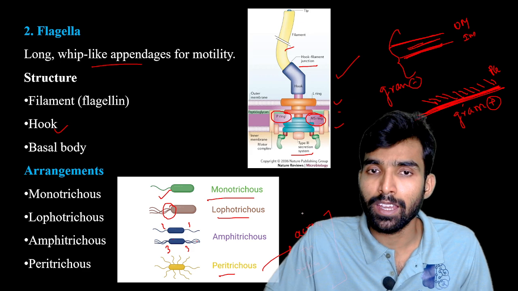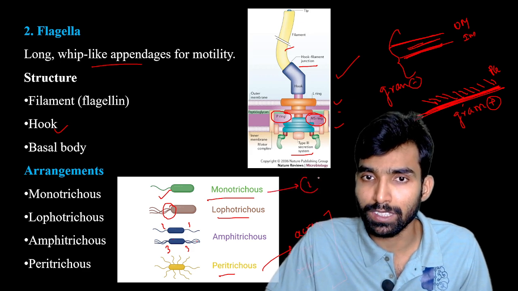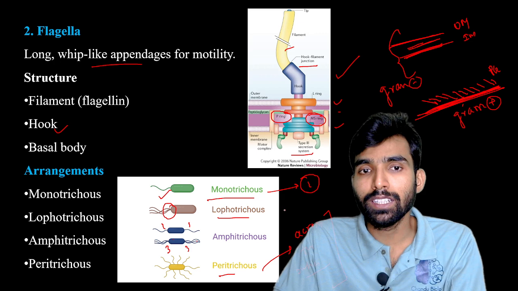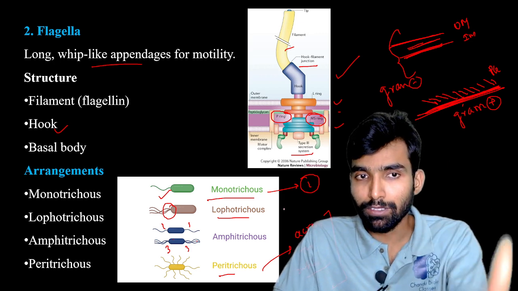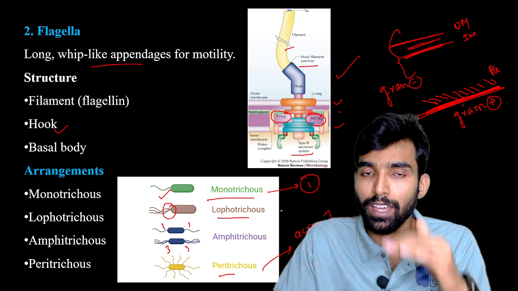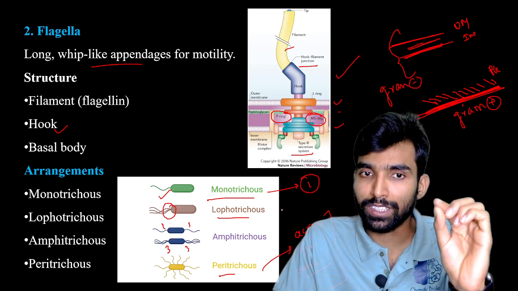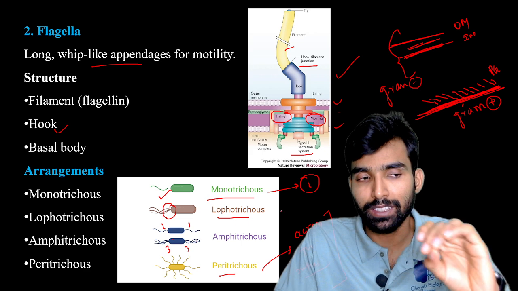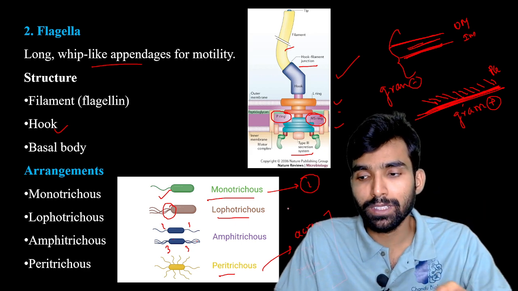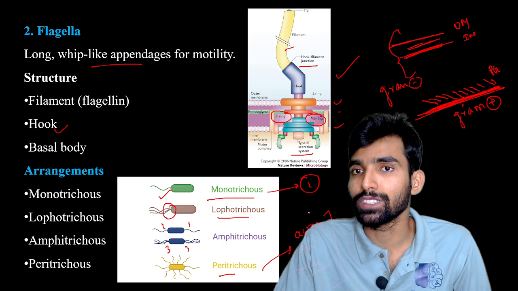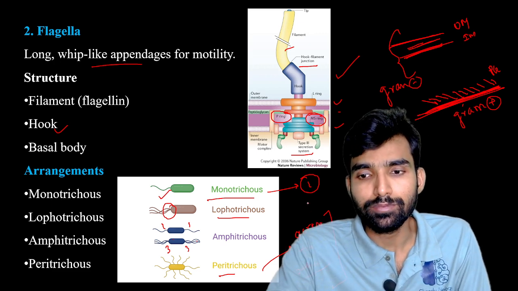Multiple flagella. And monotrichous means only one flagella, right? So depending on the arrangement of the flagella, these are the following categories: monotrichous, lophotrichous, amphitrichous and peritrichous. Monotrichous means only one flagella at one end. Lophotrichous means a tuft of flagella at one end. Amphitrichous means at both ends. Peritrichous means over the surface, right?